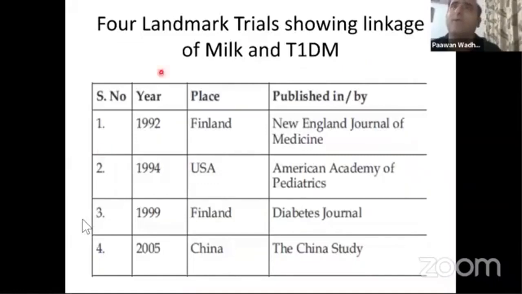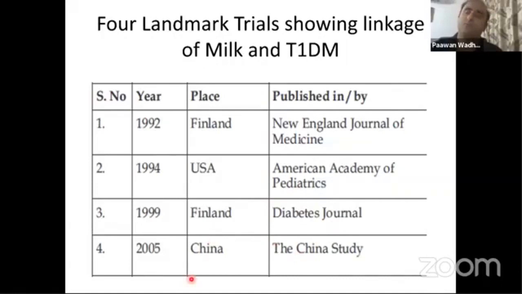There are 4 landmark trials which have proved that there is a linkage between milk intake and type 1 diabetes. These 4 popular trials are the New England Journal of Medicine, which I just talked about. In the USA, one more study was conducted by the American Academy of Pediatrics in 1994, which also proves that milk causes type 1 diabetes. And in Finland, the Diabetes Journal did a study and proved that type 1 diabetes happens due to high milk intake. And in 2005, the China study also proved that type 1 diabetes is due to milk intake. Cow's milk and buffalo's milk cause it.